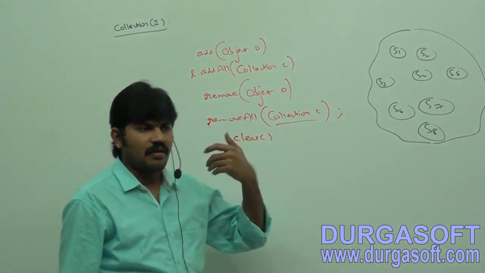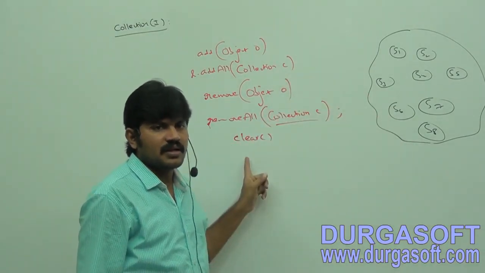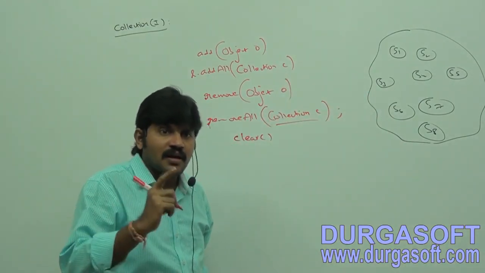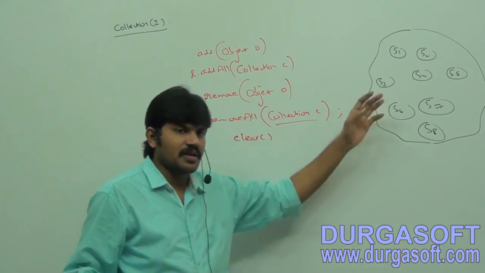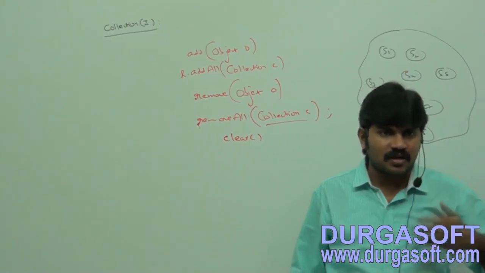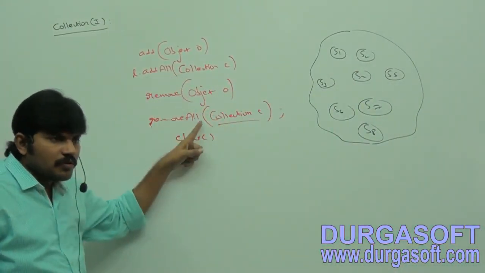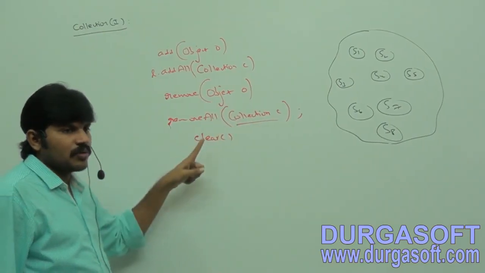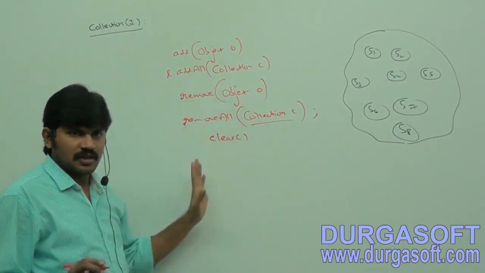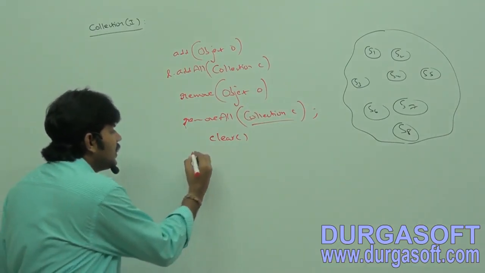Clear. Clear is the method. Can you please clear all these objects from this collection? Then clear is the method. After calling the clear method, can you tell what is the size of this collection? 0, because no objects will be there, because all are removed. So to remove a particular object, to remove a group of objects, and to remove all objects, there is one more method, make sure you are aware.